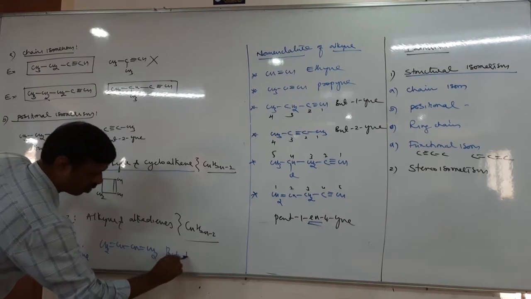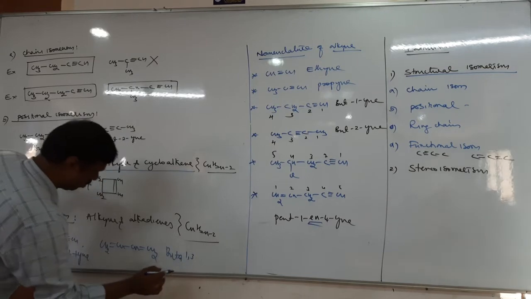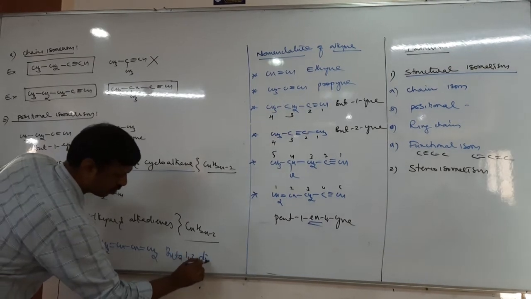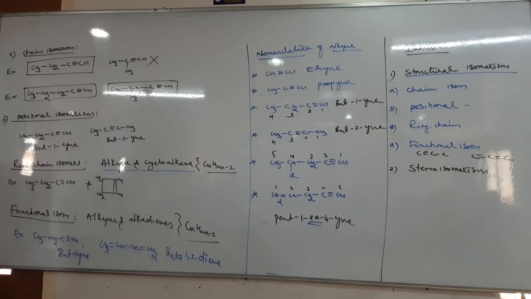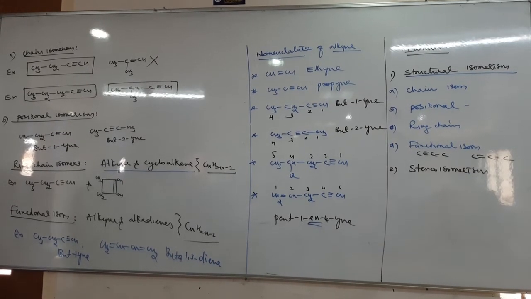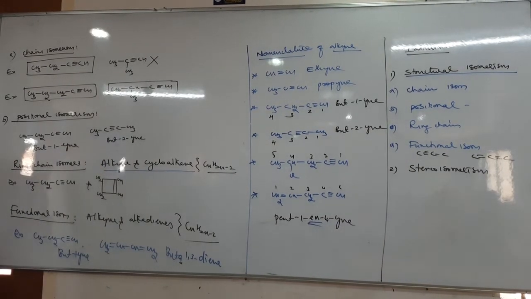But-1-yne and buta-1,3-diene. We write buta when there are two double bonds: buta-1,3-diene. So this is an example for functional isomers.